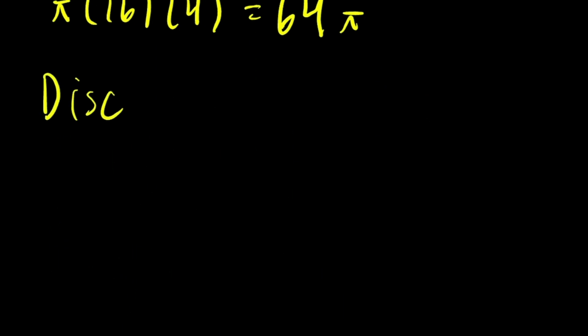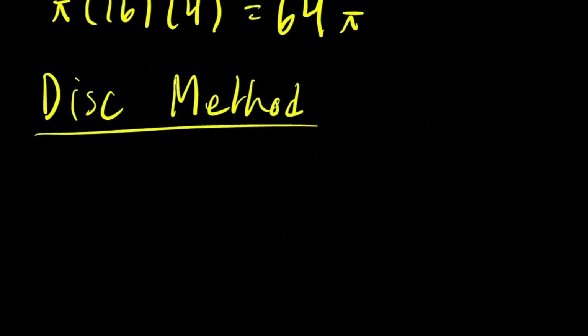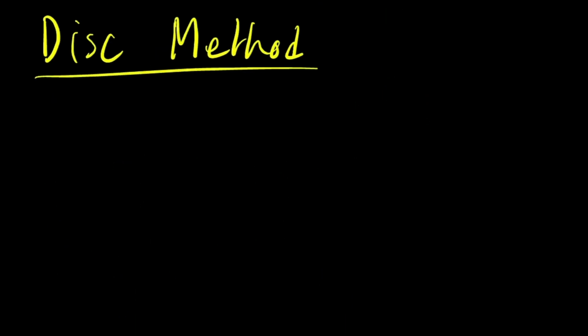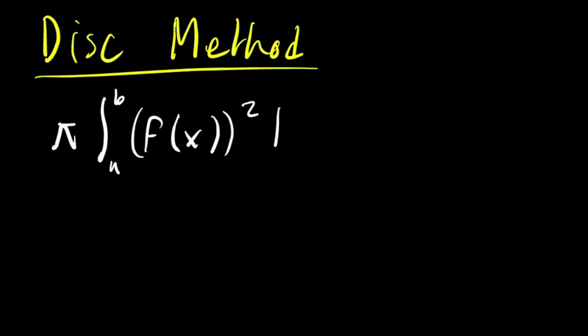We've got the disk method. And the formula for the disk method is pi times the integral from a to b of f of x squared dx. And a good way to remember that is with the formula for the area of a circle, which is just pi r squared. We have our pi, we have our r, and we have our squared.